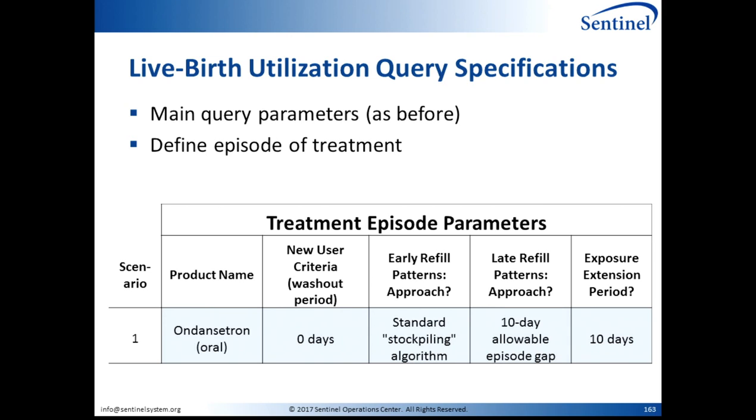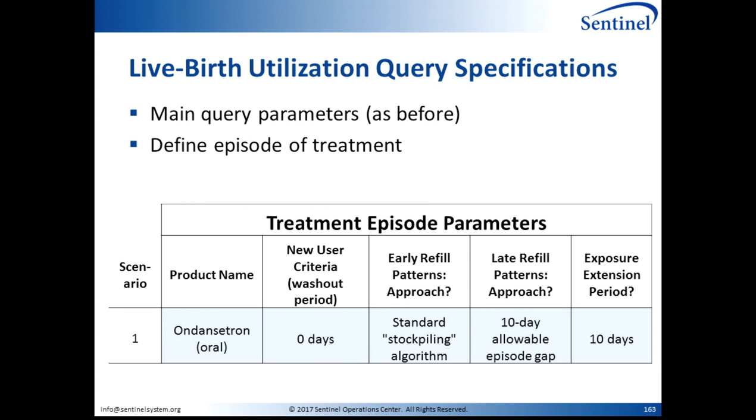This is not going to have a new user criteria, meaning that I want to count any use of ondansetron regardless of whether it's new use or not. So I have no requirement at all for this woman to be free of ondansetron for any period of time prior to when I'm going to start counting. I'm going to use standard stockpiling as I did before. I'm going to have a 10-day episode gap where I'm going to consider you continuously exposed to this medication, and I'm going to use a 10-day exposure extension period.